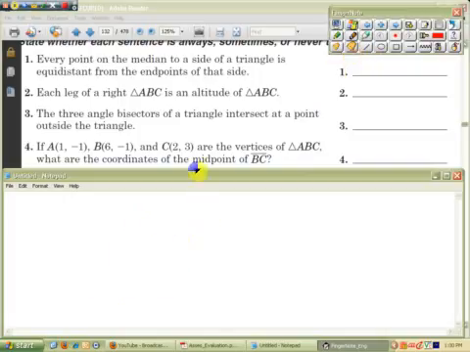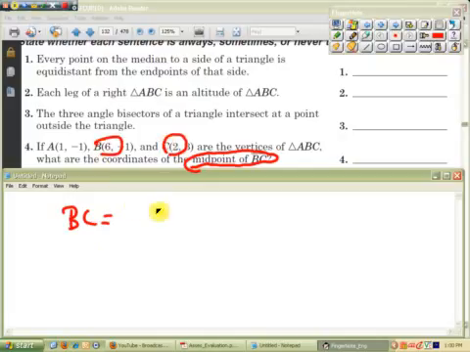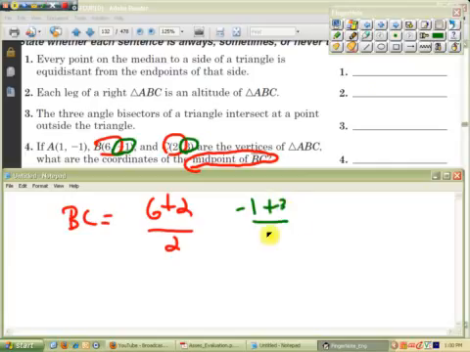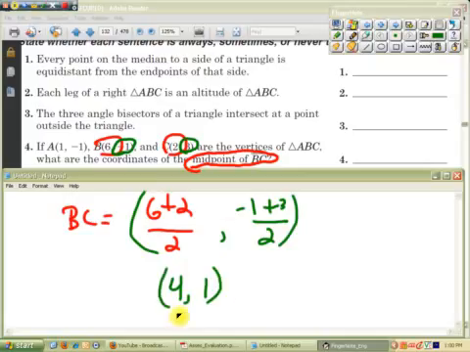Number four is a midpoint formula. They want the midpoint of BC, so you don't even have to draw a picture. The BC midpoint is the x values added up, 6 plus 2 divided by 2, and the y values, which are negative 1 and 3, added up. Using the midpoint formula correctly, you should get 8 divided by 2, which is 4, and 2 divided by 2, which is 1. That's why the answer for the midpoint of BC is (4, 1).